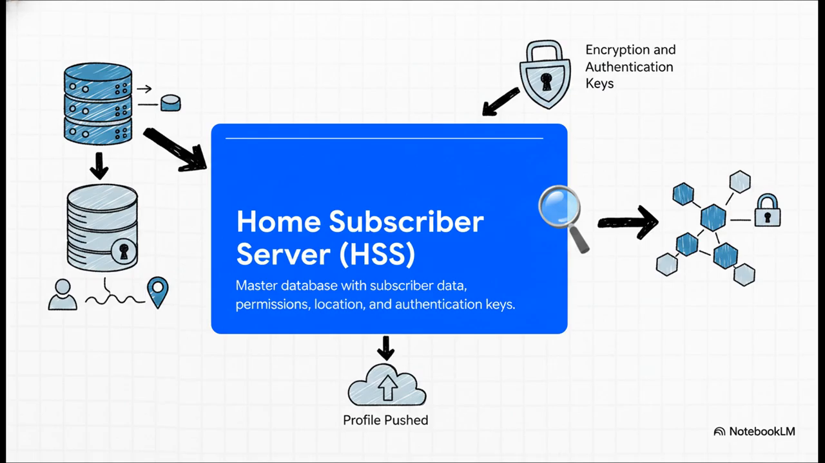But how do these nodes stay synced? Well, they communicate using the Diameter protocol over a specific connection called the Cx interface. Whenever your location or your permissions change, the HSS pushes an exact, real-time Diameter update directly over to the S-CSCF. That ensures the network's routing tables are perfectly synchronized at all times.